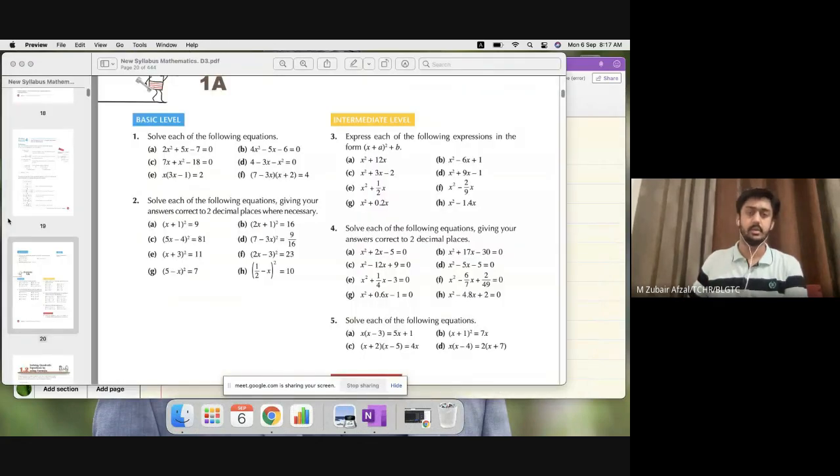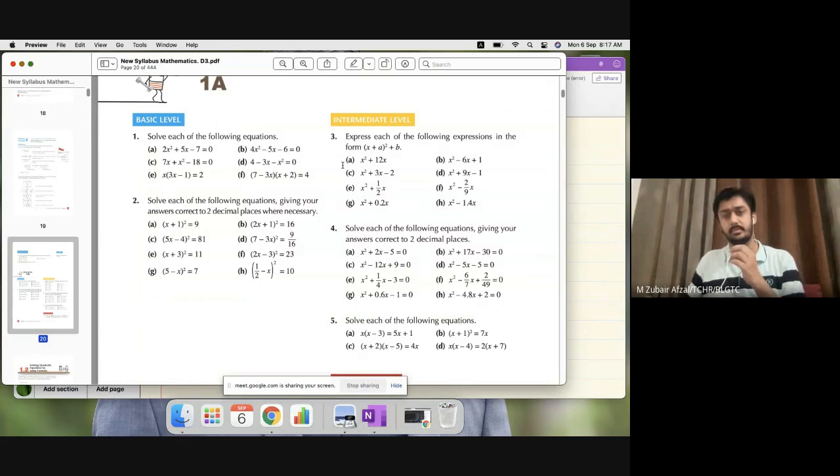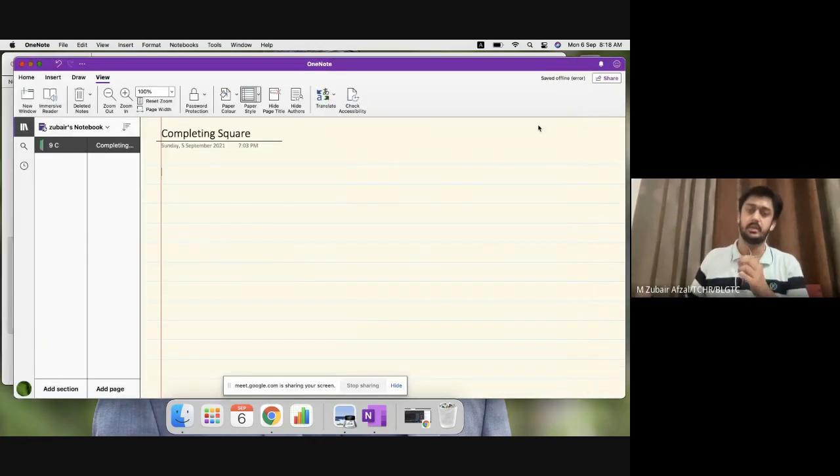When we refer to our book, it is exercise 1A, question number 3. We've already done question 1 and 2. Question 1 by mid-term breaking method. Question 2 taking under root on both sides. Question number 3 is the completing square method. If you can see this form, we will change these equations in this form, and that is completing square method.